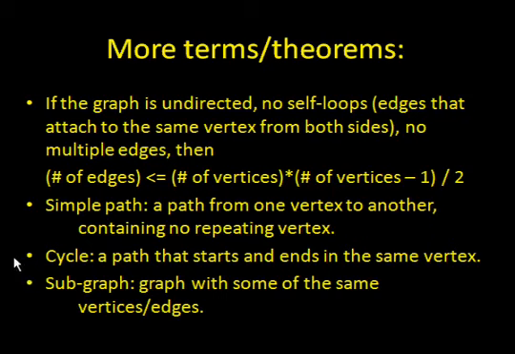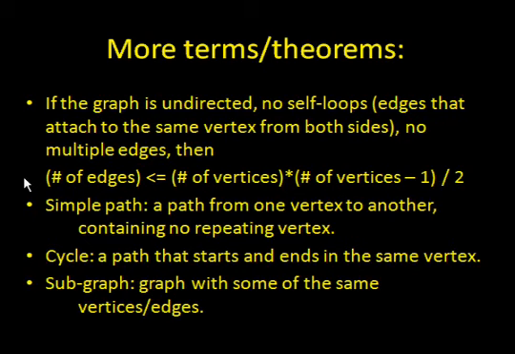Here are some more terms. If a graph is undirected and there are no self-loops within it, which means there are no edges that attach to the same vertex from both sides, and there are no multiple edges, then the number of edges is always less than or equal to the number of vertices times the number of vertices minus 1, divided by 2.